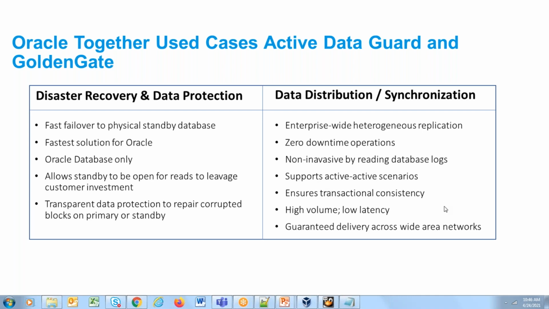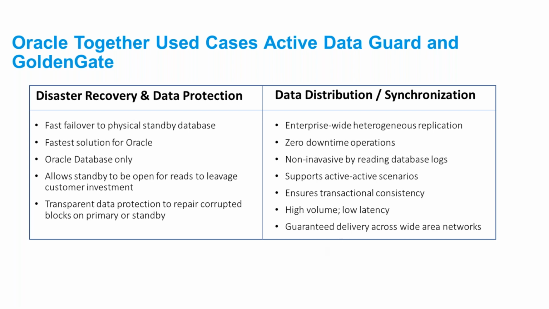Golden Gate allows for transactional consistency. Golden Gate ensures high volume of data is replicated with very minimum or low latency. And it also ensures guaranteed delivery across wide area network. So Golden Gate is used along with DataGuard, or DataGuard can be used along with Golden Gate. These are also possible solutions available.